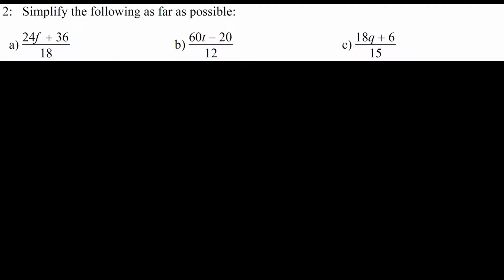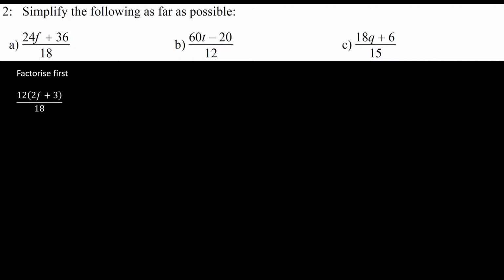Okay, question 2 is where it starts to get a little more complicated. Now we have two terms in the numerator. So first thing we need to do is factorize the numerator and then cancel. So what we can take out of the numerator is 12. So we take out the common factor of 12. We're left with 2f plus 3 in the brackets.